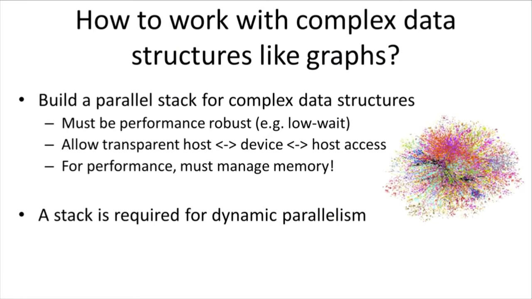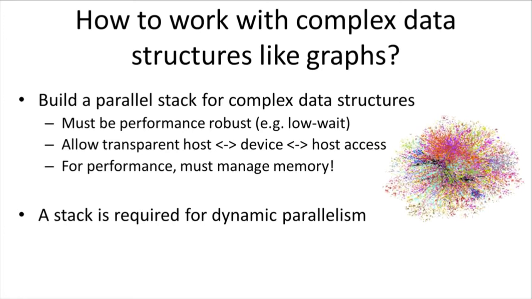So this is not necessarily just an OpenACC talk, but I have so much material to go through. One of the questions that we have to work with in social media and pretty much any big data project is how do we work with complex data structures like graphs? Well, first off, we need to create a dynamic data structure that can handle those complex data structures. It must be performance robust, meaning we can't sit and lock and wait on one particular region of memory. We need transparent host and device-to-host access.